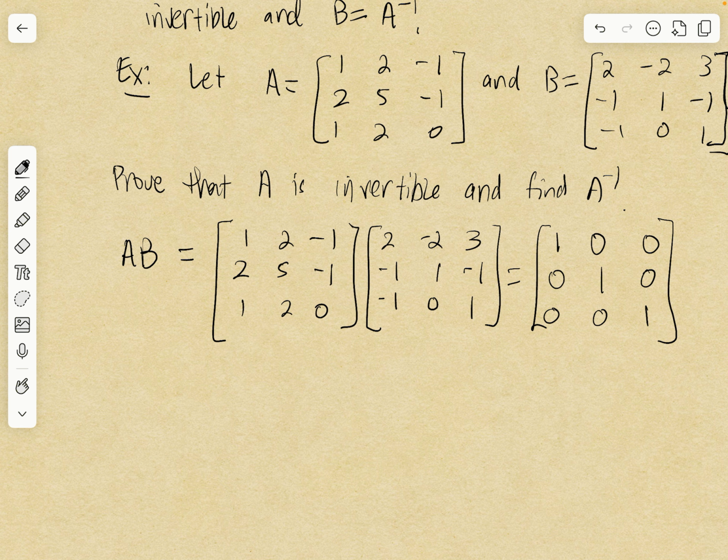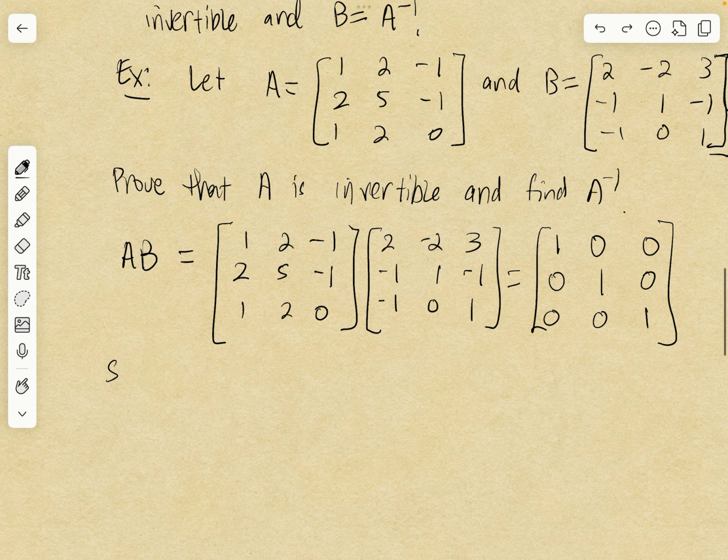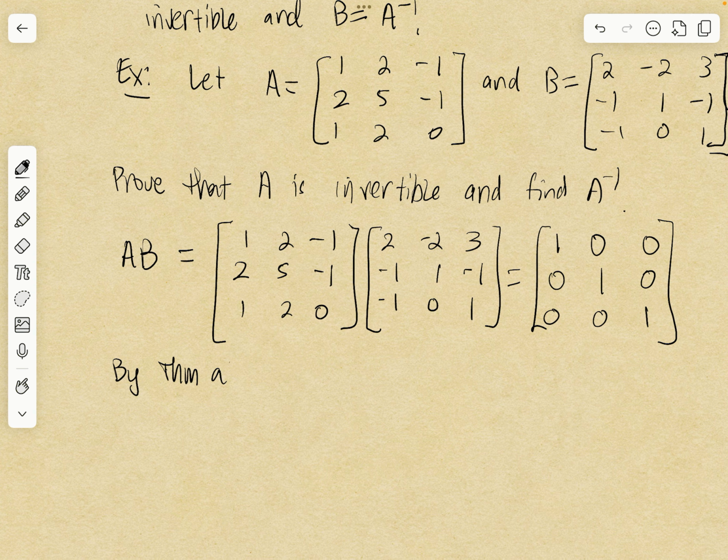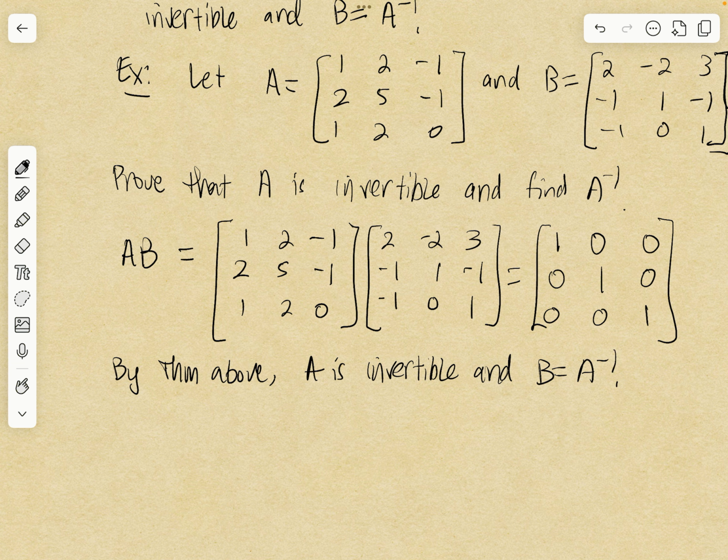So I get the 3 by 3 identity matrix, and therefore by the theorem above, A is invertible and B is the inverse of A. So pretty simple, right? I don't actually have to row reduce A to get the identity matrix. And also, if you row reduce A and get the identity matrix, that just tells you that A is invertible. It doesn't actually tell you what the inverse is.